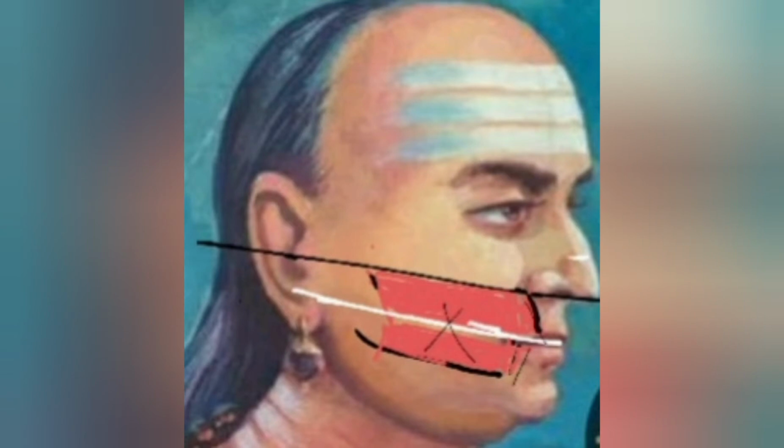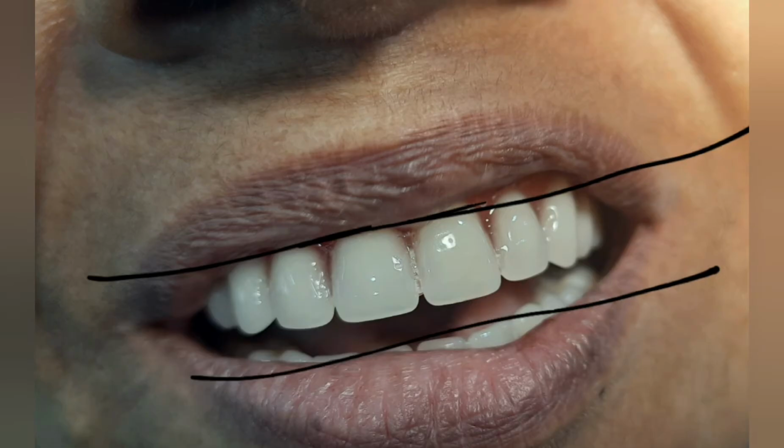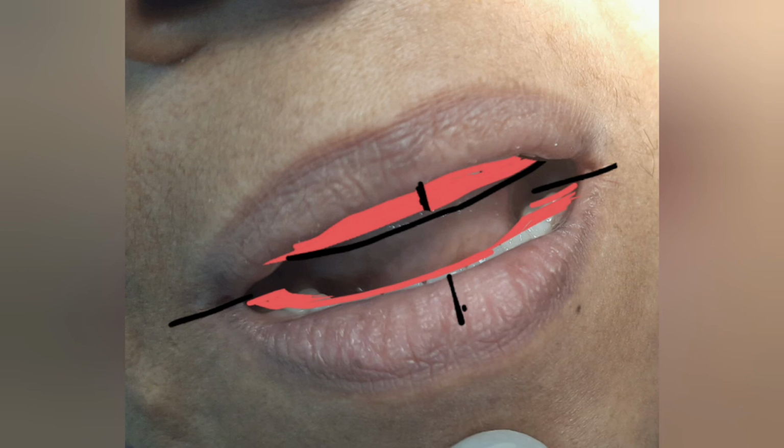Now, coming to the lower occlusal rim. The lower occlusal rim should be flush with the corners of the mouth. It should not stay above or below the corners of the mouth when the patient is naturally speaking or relaxed. This is very important.